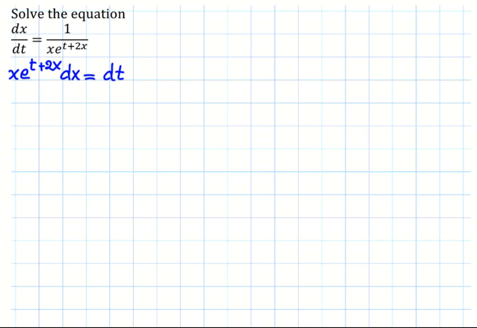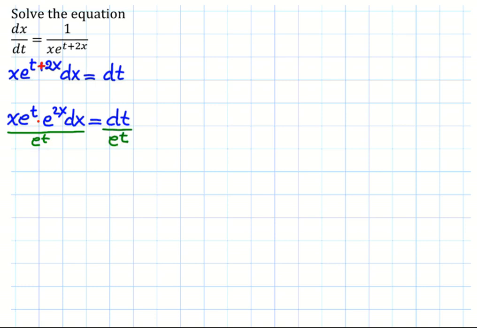It is a separable equation because even though here we have t plus 2x, we can split the exponential as a product, e to the t times e to the 2x, dx and dt. Now if we just divide e to the t on both sides, we should have a separable equation. So I divide e to the t on both sides.